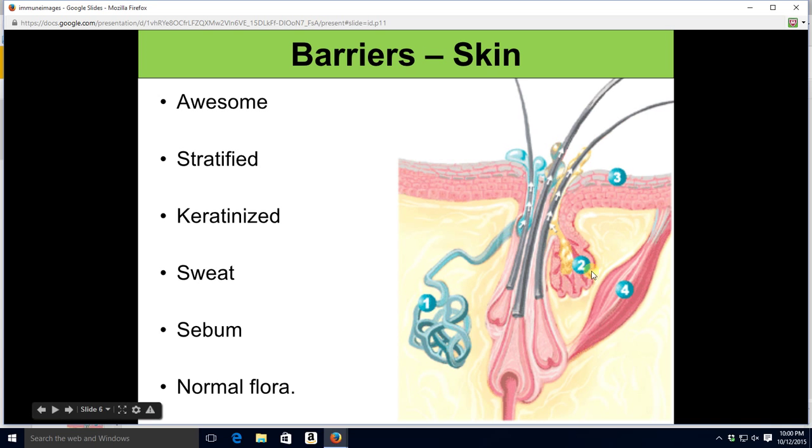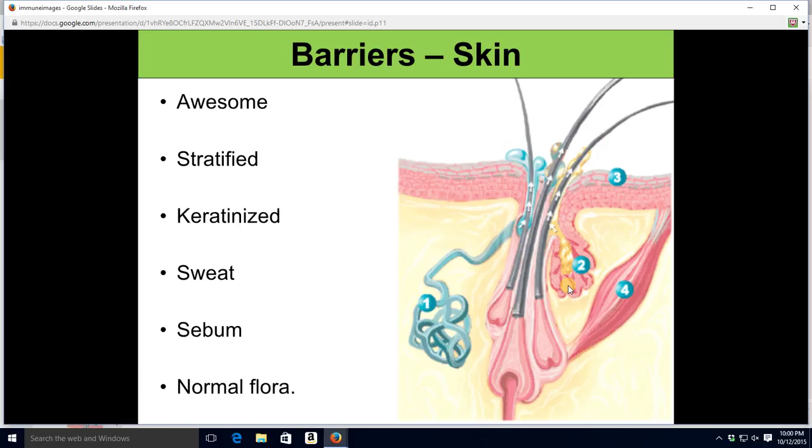Meanwhile, the sebaceous gland over here is going to make that oily secretion sebum, which we know has moisturization purposes, but it's also bactericidal, so it kills bacteria. Now, another great thing about the skin is the normal residents, the normal flora, the bacteria that are there all the time.